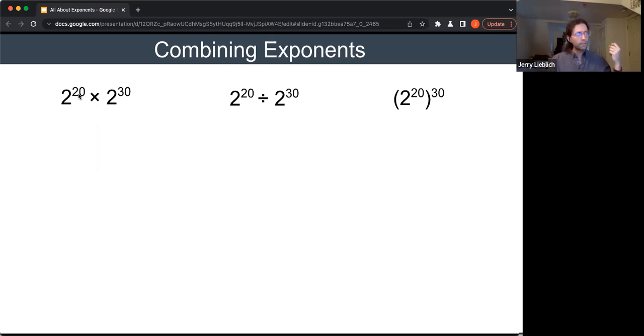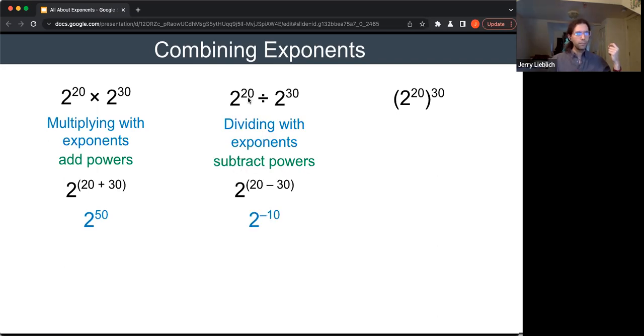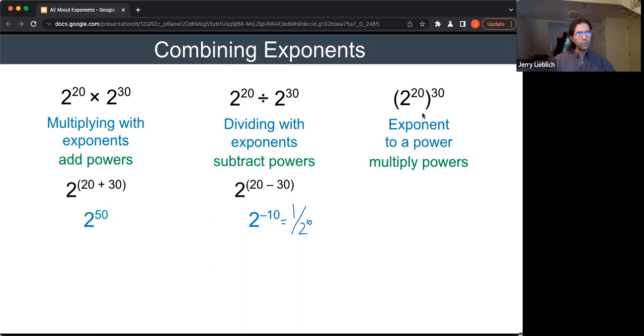When we multiply, we're going to add the powers. So 2 to the 20 times 2 to the 30 gives us 2 to the 50. If we divide, we subtract the powers. 20 minus 30 gives me negative 10, which would be the same, as we saw, as 1 over 2 to the 10th. And if we've got a power raised to a power, we multiply. 20 times 30 gives us 600.